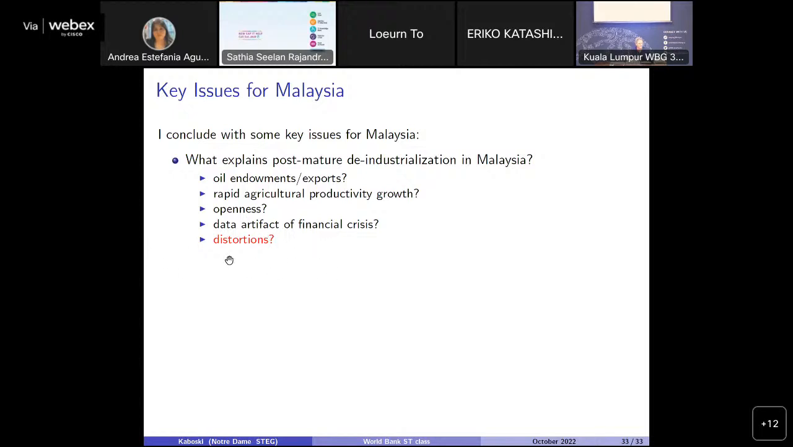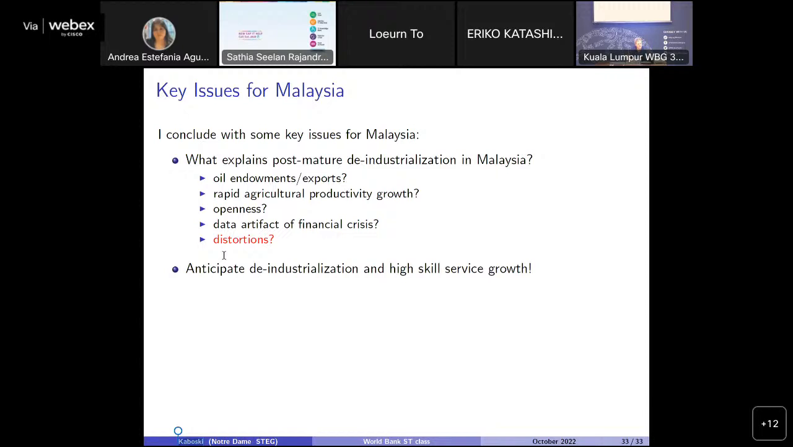Or is it related to distortions? And if it is related to distortions, then you have to think a lot about policies to address those distortions. So again, the whole exercise here is to look at the diagnostics and think about what might be driving these black box patterns.